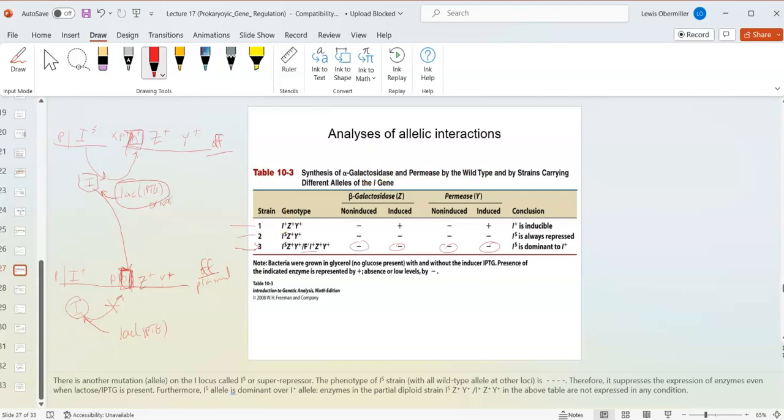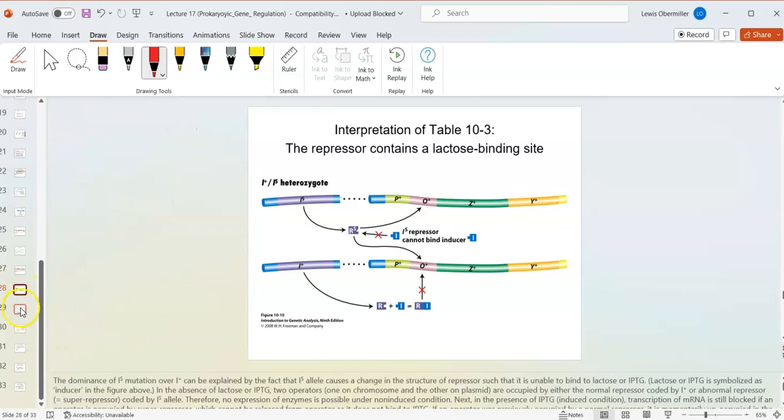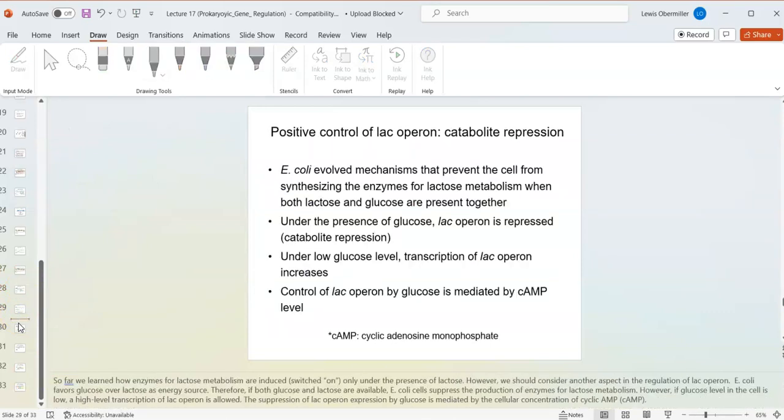But anyway, that's the bacterial genetics. That should cover most of that stuff. Next time we'll talk about the positive control of the lac operon. Actually, maybe I can just finish this.